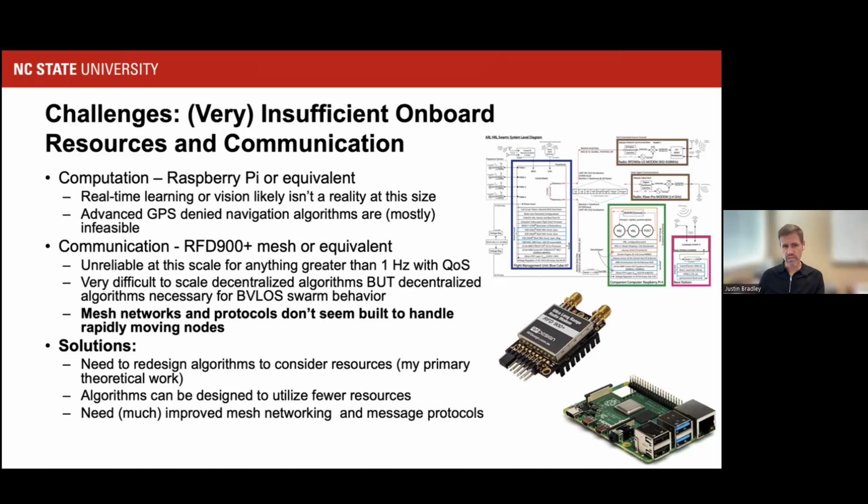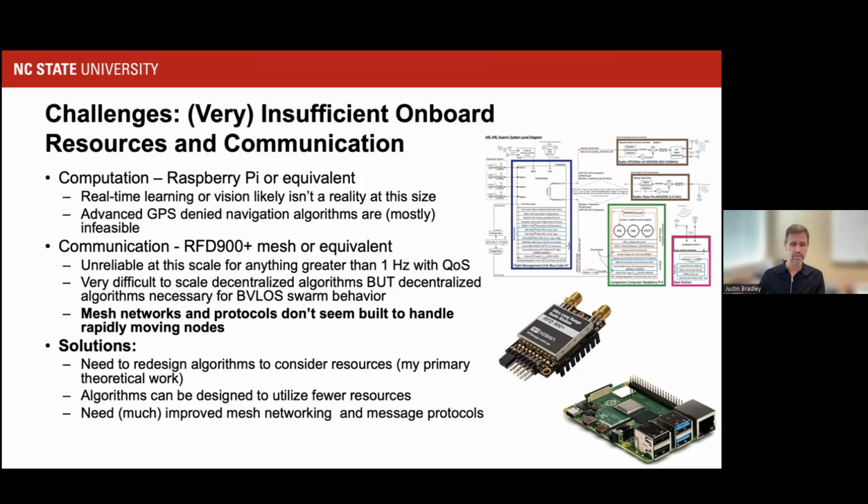To give you a sense for what's possible there, real-time learning or vision probably isn't a reality at this size, with this level of computing power, especially if you want to do anything else on there. And advanced GPS-denied navigation algorithms are probably infeasible. They require a lot of batch processing, a lot of state estimation and prediction that might not be feasible. For communication, we use an RFD 900 plus mesh, because those radios are small and light and rather inexpensive. There are better radios. They cost a lot more, and I'm not positive you get a lot better performance.